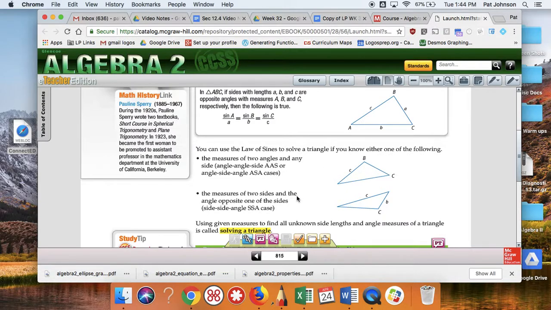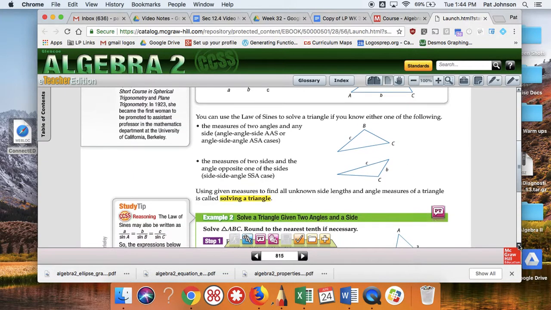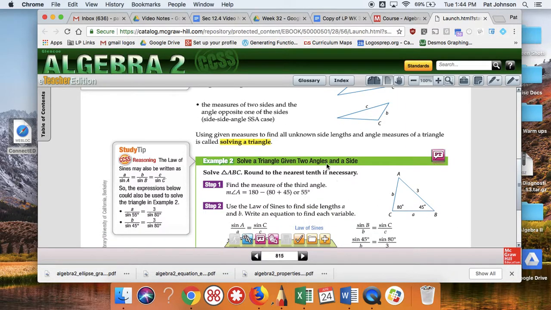You can also use it when the measure of 2 sides is given and the angle opposite one of the sides. Doesn't matter which one, as long as it's one of them. Now, when we use these given measures to find the rest of the unknown side lengths and angle measures, this is called solving a triangle. So let's look at example 2.